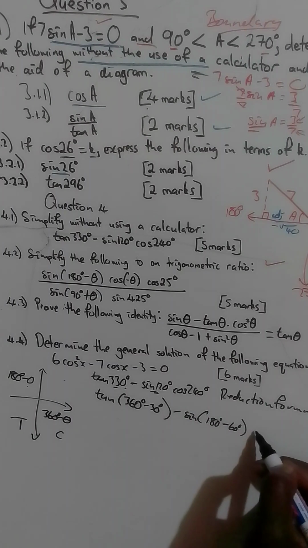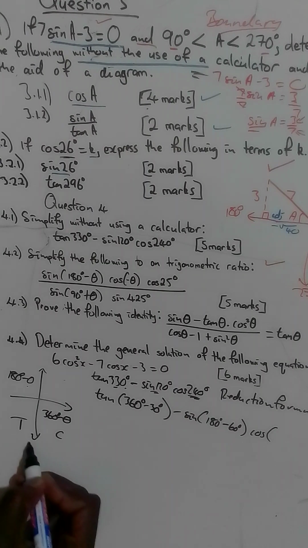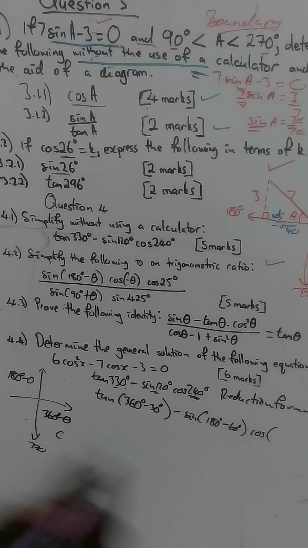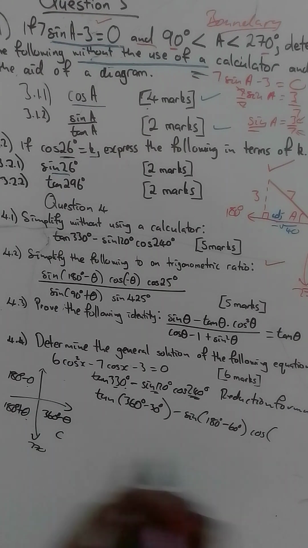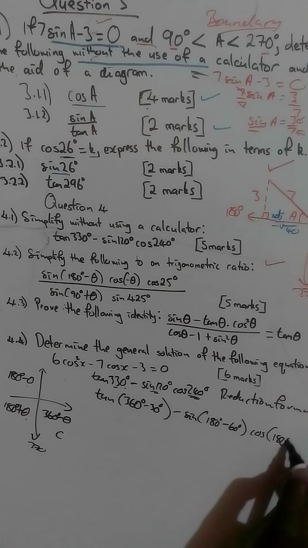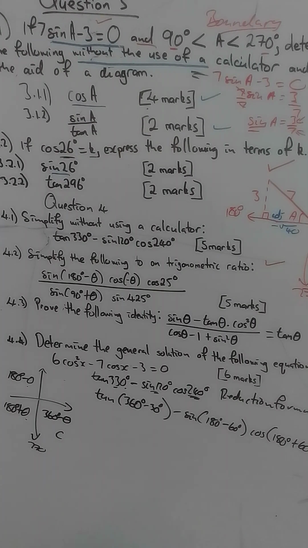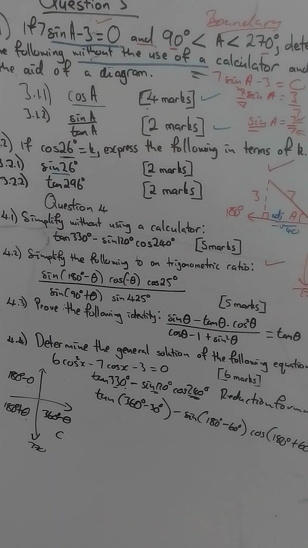Then we've got cos 240, which is cos, open bracket. Where is 240? 240 is found here in quadrant number 3. And what is the reduction formula? It says 180 degrees plus theta. So I come here and I say 180 degrees plus 60 degrees will give me 240. So this is the first step. The question is how many marks? 5 marks. So you get 1 mark just for doing this.